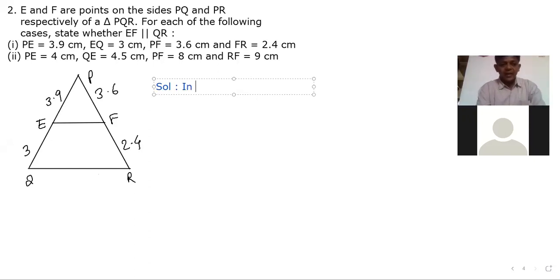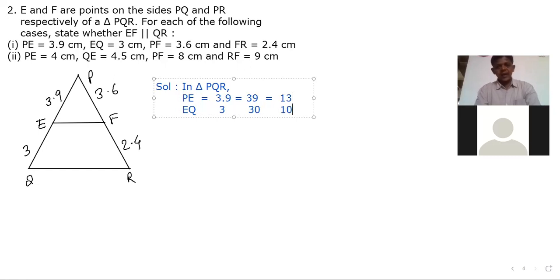So just let me write here. In triangle PQR, PE upon EQ is equal to 3.9 upon 3. If I multiply by 10, 39 upon 30. If I reduce, 3 13s are 39, 3 10s are 30, so 13 upon 10 is equation 1.